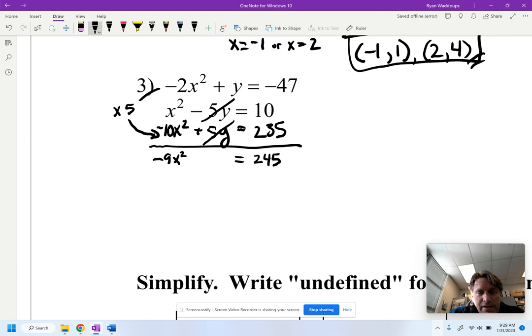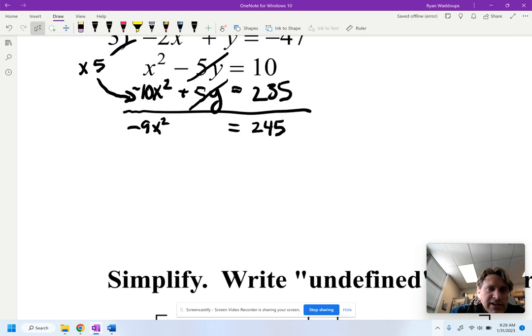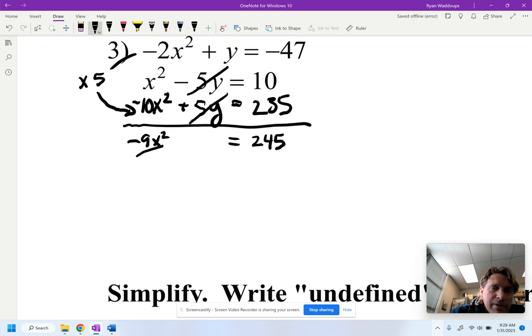Now, I'm going to see if I can solve this by taking square roots. Since I don't have an x term, I'm going to divide by negative 9. X squared then is equal to 245 divided by negative 9.